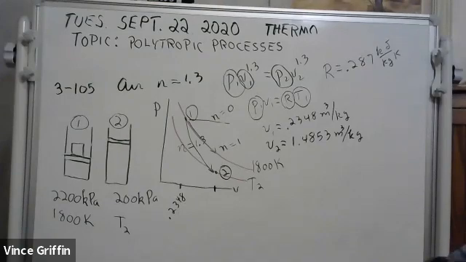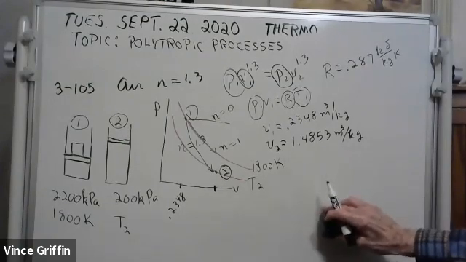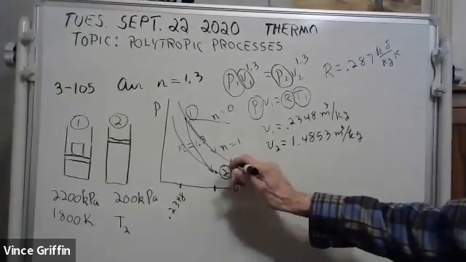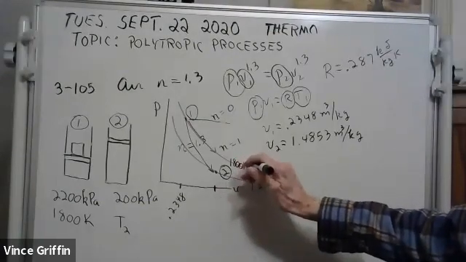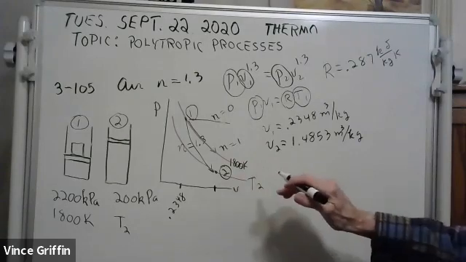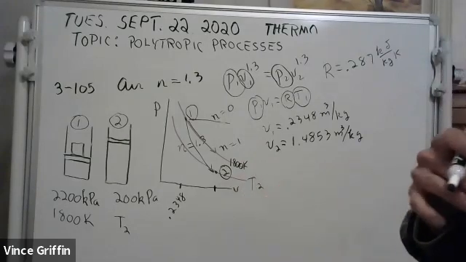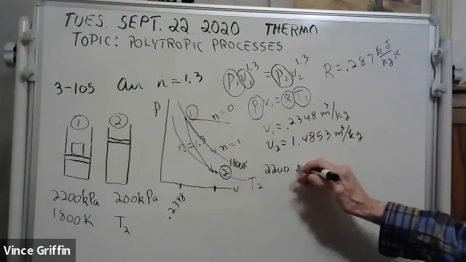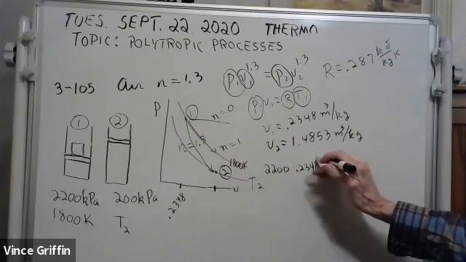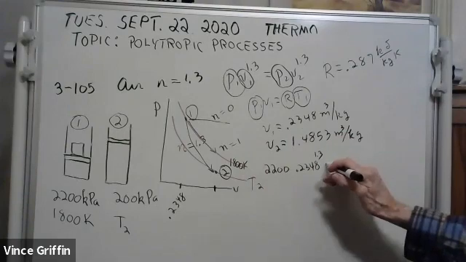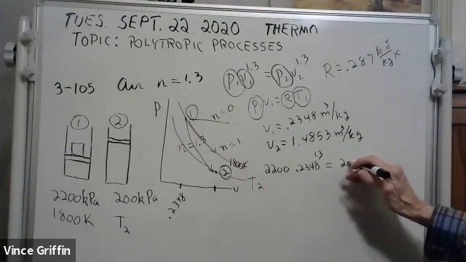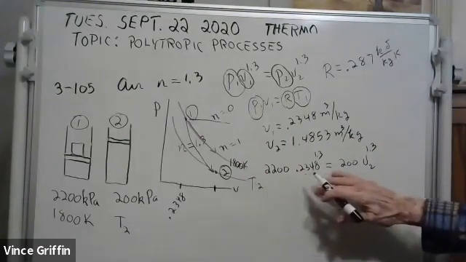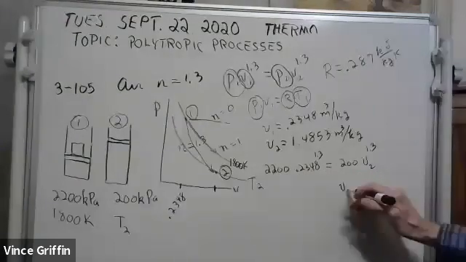I just need some room here someplace. Yeah, we got some room here. Okay, P1 is 2200. V1 is 0.2348, and you put that to the 1.3. And P2 is 200. And there's V2 to the 1.3. Now, I know you can do all that and divide by 200, and that's what I'm going to do.